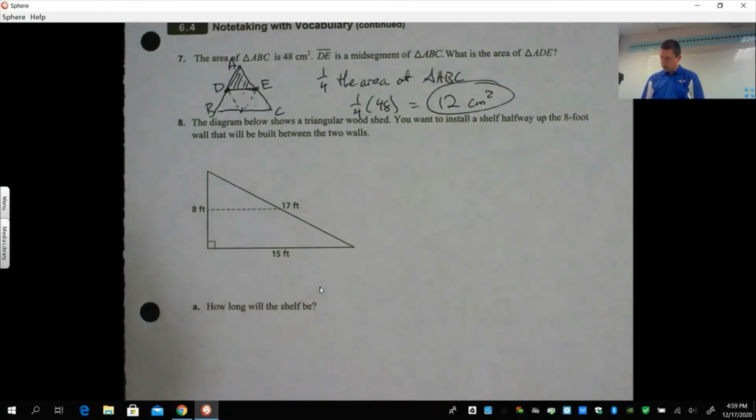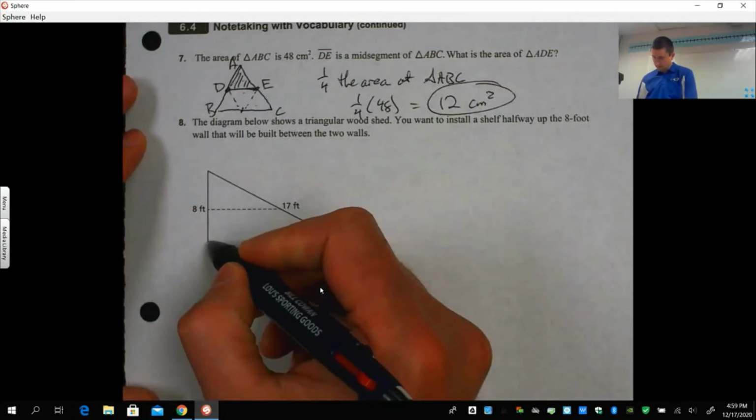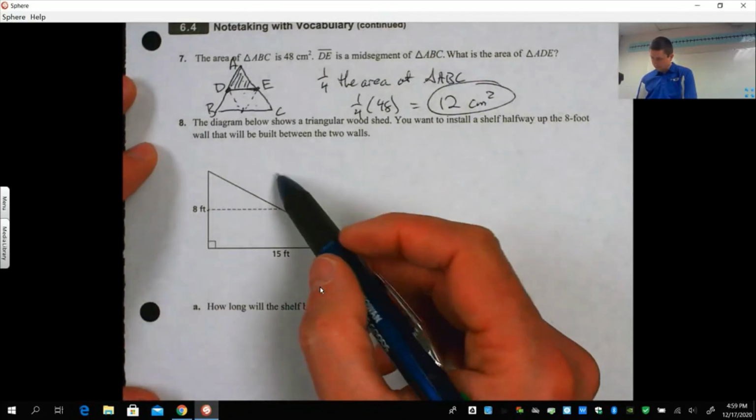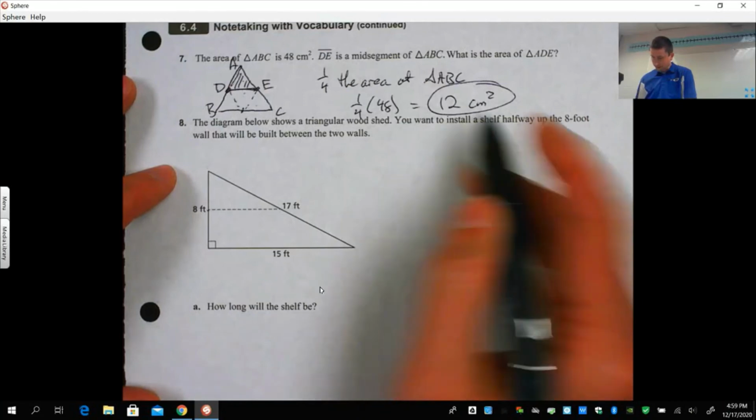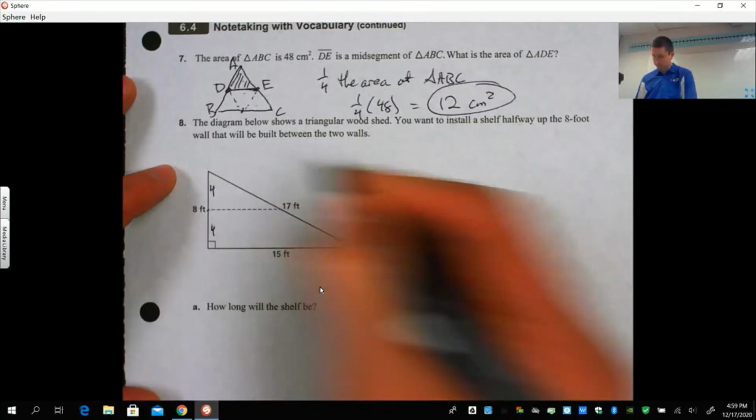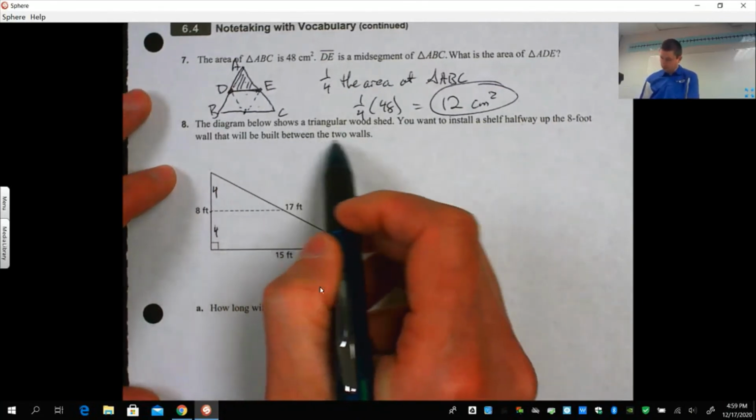The diagram below shows a triangular woodshed. You want to install, who would build a triangular woodshed? You got issues yourself there if you're doing that. You want to install a shelf halfway up the 8-foot wall that will be built between the 2 walls. So 8 foot up, an 8-foot wall, and you want to install it halfway up. So that has to be 4, that has to be 4. Okay? And built between the 2 walls.